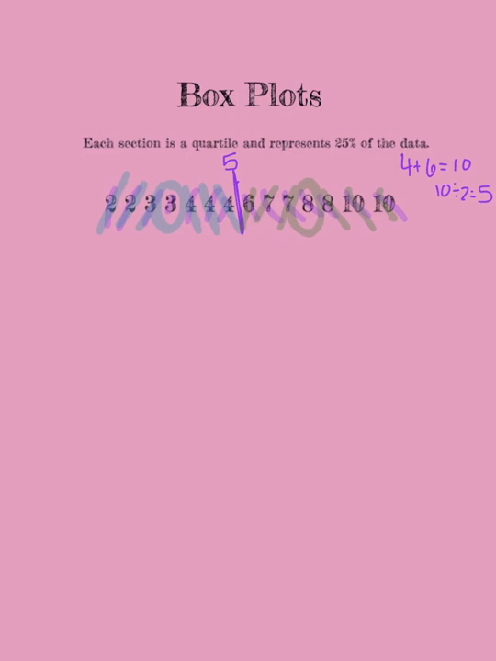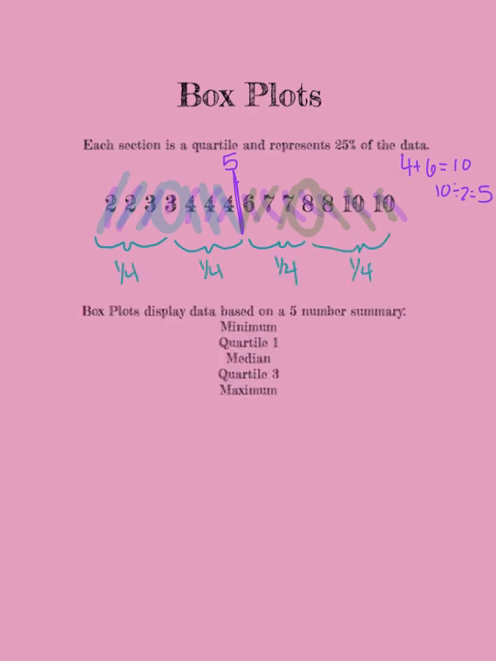So let me talk about how this is working. What this means is that this right here is 25% of the data. This is 25% of the data. This is 25% of the data. And this is 25% of the data.